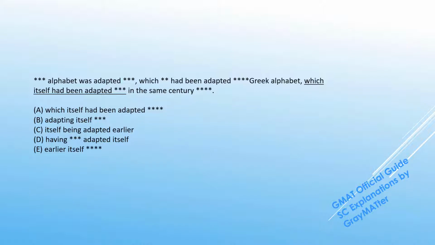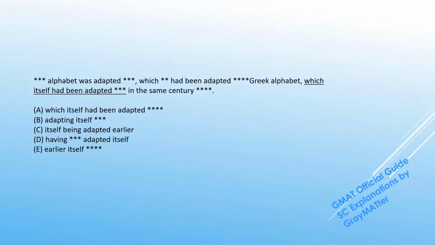So I'm sure that most of the people who took this question ended up with the right answer choice A, alpha. Good job. But you might be a little puzzled as to why exactly the other choices are wrong. So let's see what's going on here. So a certain alphabet was adapted from something which had been adapted from the Greek alphabet, which itself had been adapted from something else in the same century.